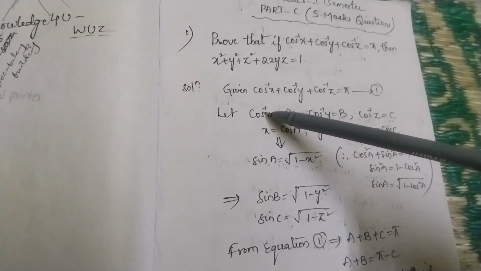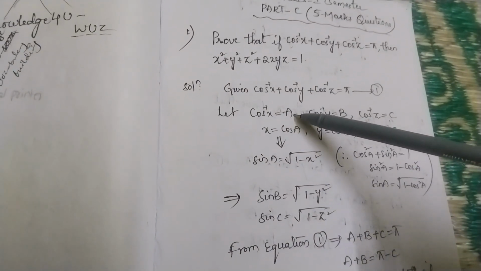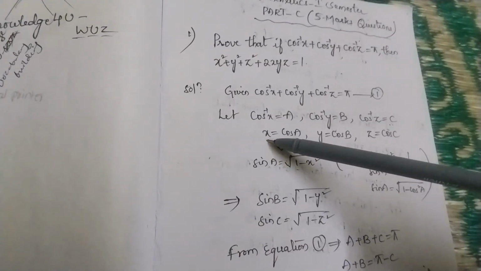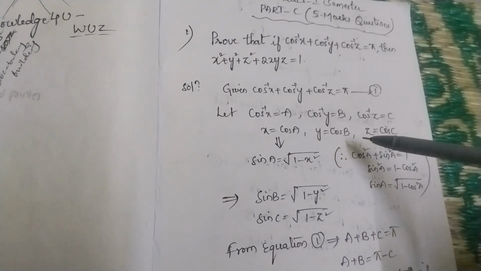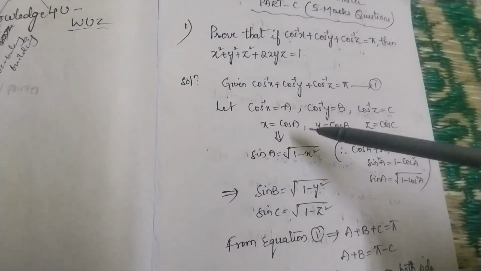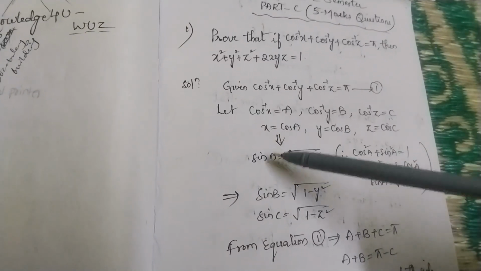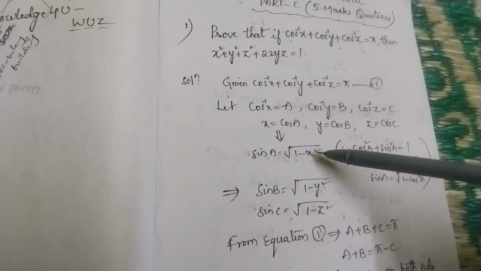From this we can write x is equal to, if cos inverse goes to the right hand side, it becomes cos a. That is, x is equal to cos a, y is equal to cos b, z is equal to cos c. If cos a is equal to x, then sin a will be what? Under root of 1 minus x square.